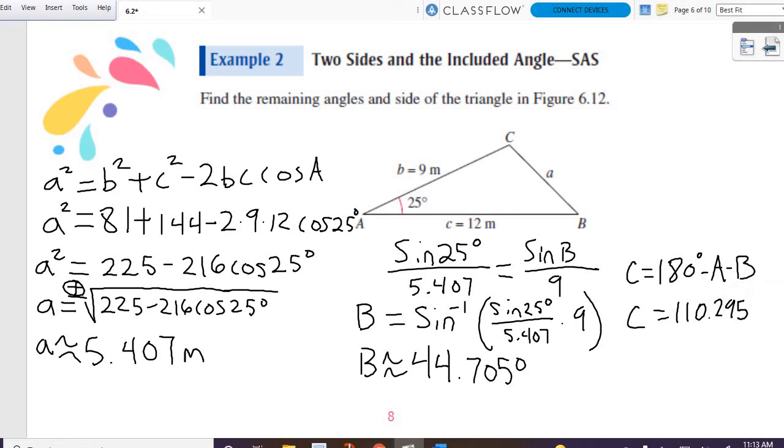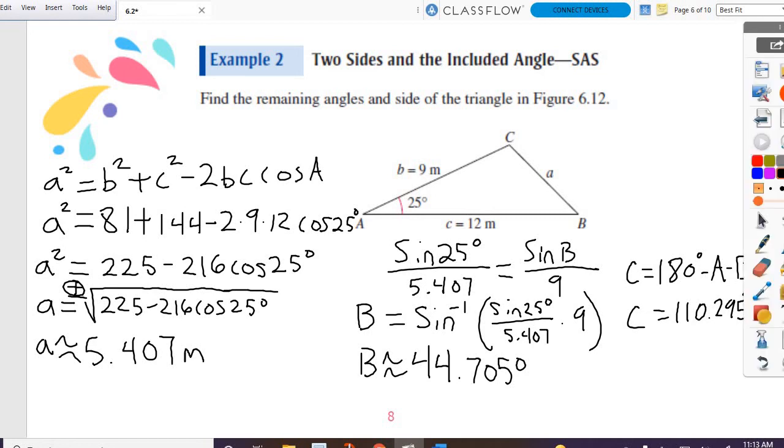Now, on your test, most of the time, I will just ask you for one of these things, because it would just take a long time to find all of them. However, we now know how to find all of them if we needed to. I could ask you to find angle B, right? But could angle B be the first thing that I solve for? No, because I don't have enough information. So I would have to solve for side A first in order to get angle B. Does that make sense? Okay.